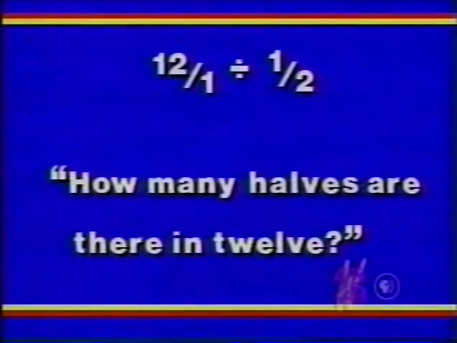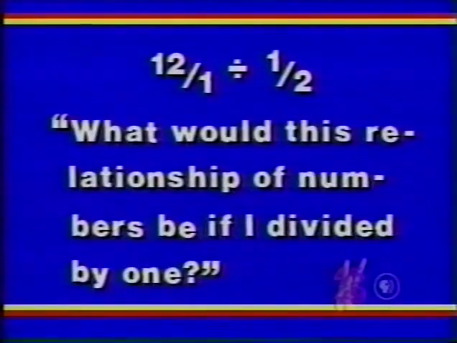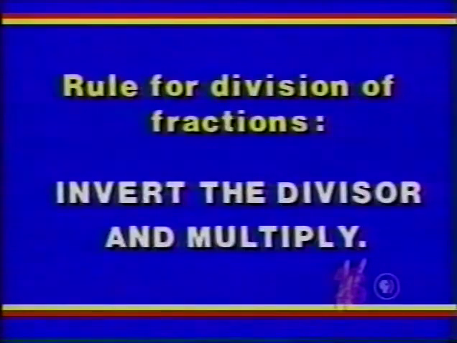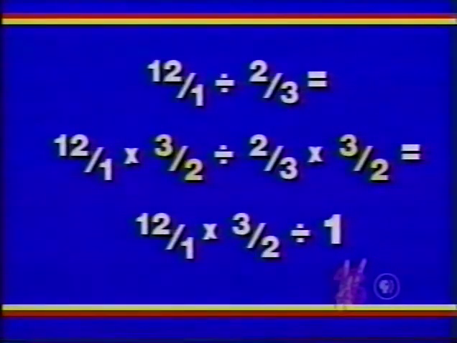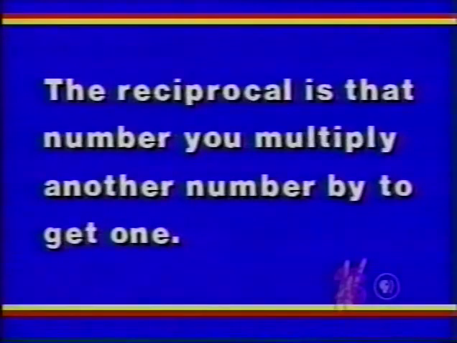Okay, here are a couple of things you should have gotten from this section of the program. 12 over 1 divided by 1/2 can ask, how many halves are there in 12? It can also ask, what would this relationship of numbers be if I were dividing by 1? The rule for division of fractions, which says invert the divisor and multiply, is a shortcut. What you are actually doing is multiplying the dividend and the divisor by the reciprocal of the divisor. Remember that the reciprocal is that number you multiply another number by to get 1.